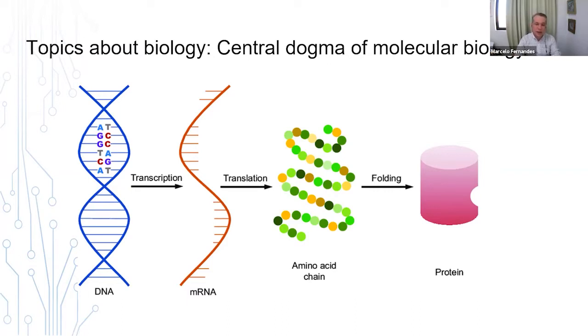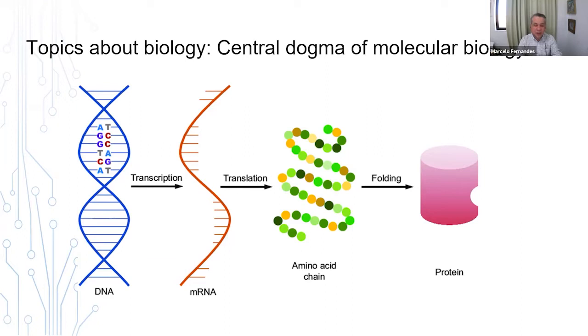the mRNA sequence; mRNA is messenger RNA, okay? And after the transcription, we have the translation. The translation is the amino acid chain creation from the mRNA sequence, which came from the DNA sequence. After you create the amino acid sequence or amino acid chain, you create a protein, okay? The protein is a biological machine.